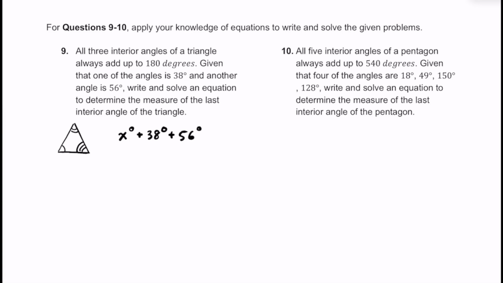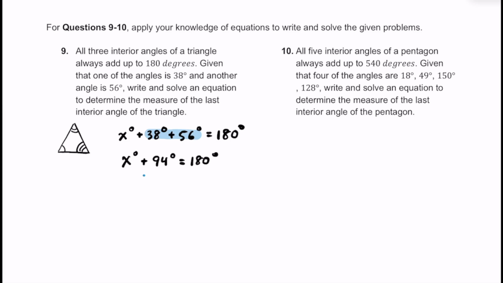Now, we know if you add up all three of these, it should equal 180 degrees. Now, let's combine some like terms here, right? On the left side we have this 38 and this 56. We can combine those like terms. So x degrees plus, and then 38 plus 56 is going to be 94 degrees. That's going to equal 180 degrees.